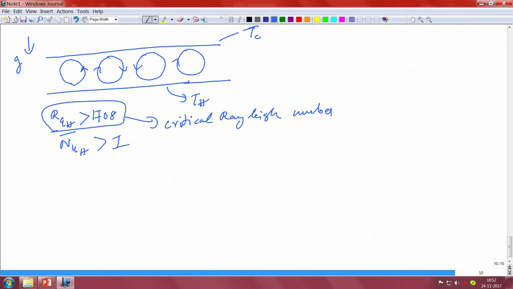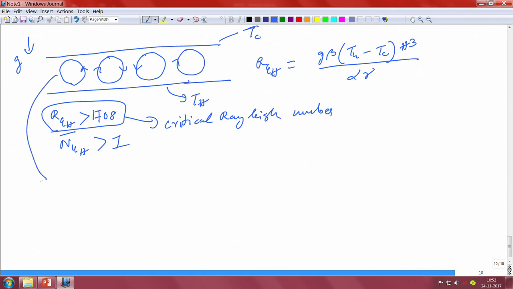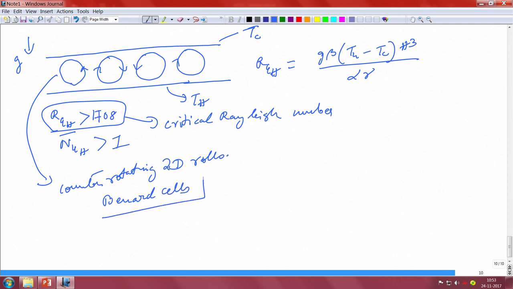Okay. Let us write the definition of Rayleigh number also just in case, with Th minus Tc. Okay. So, immediately you see that the flow consists of these counter rotating 2-dimensional rolls, the cross sections of which are almost square. The flow pattern is called basically the Bénard cells, as in Rayleigh-Bénard convection.